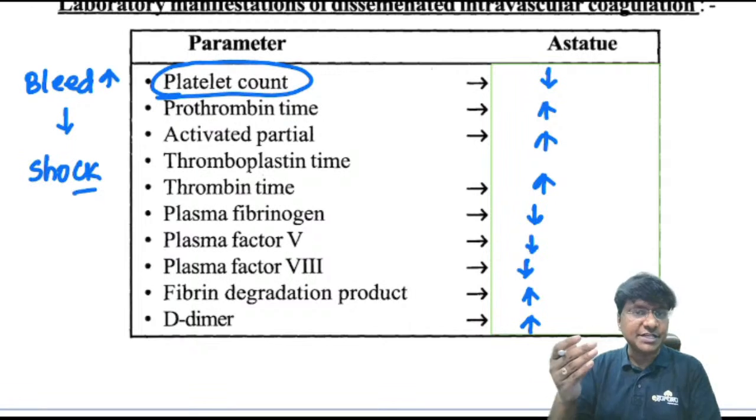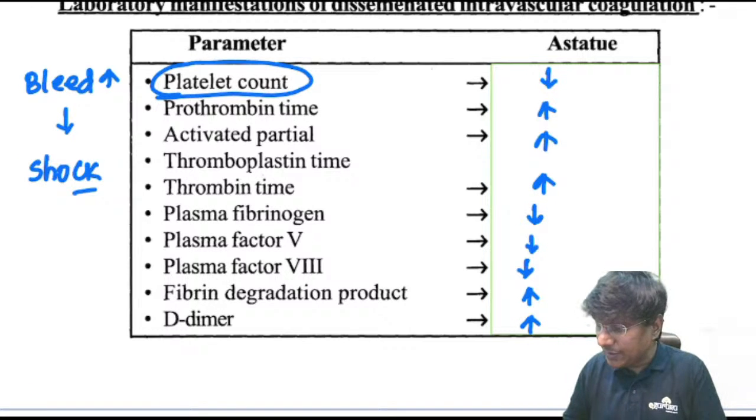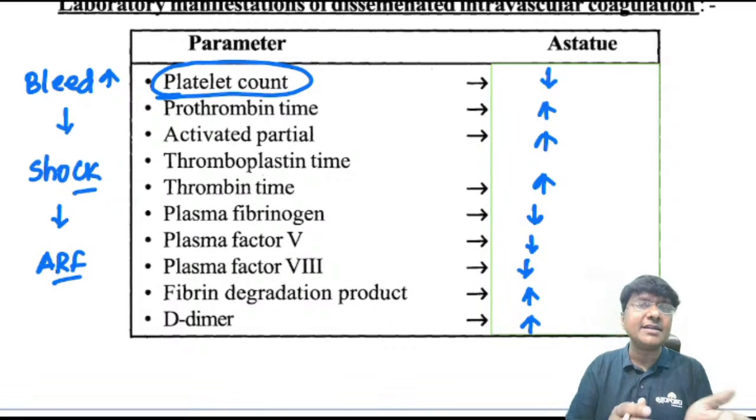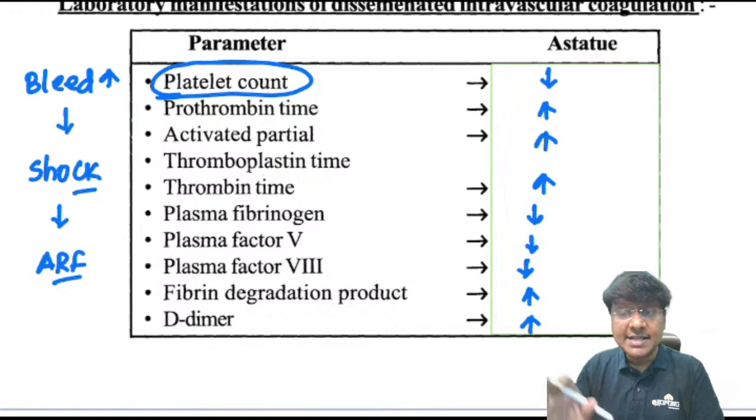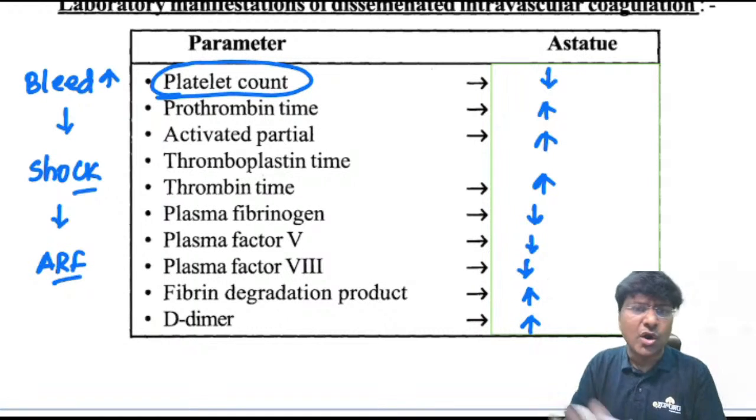Because of which the patient will land up in a state of shock. And once the patient develops shock, the individual will develop pre-renal type of acute renal failure. Okay, that is one point. That is bleeding all over the body.